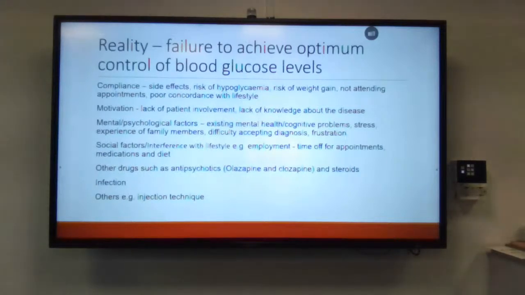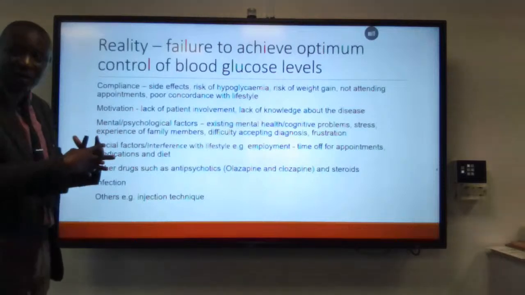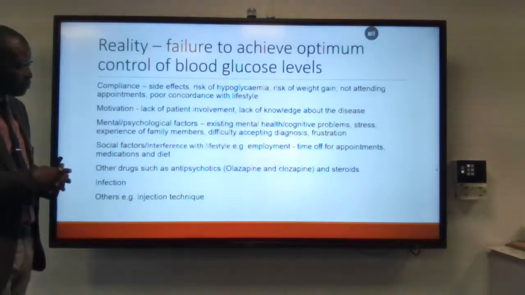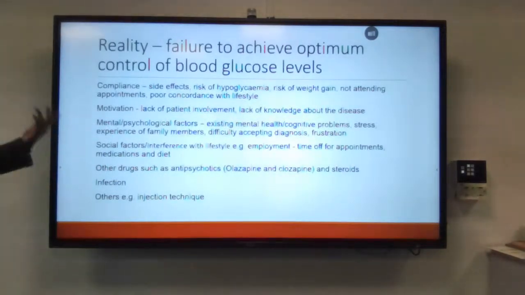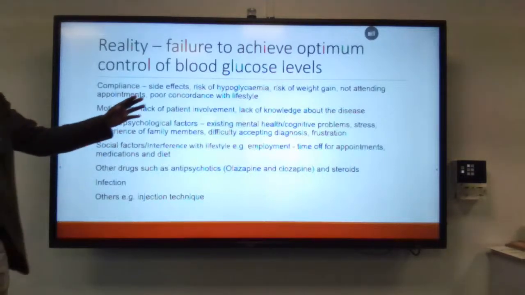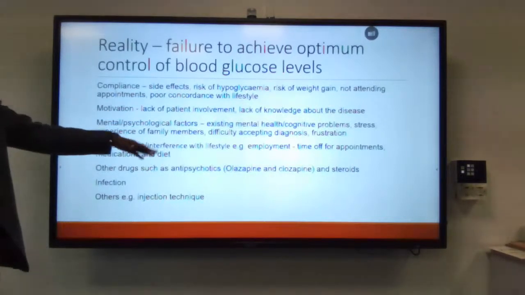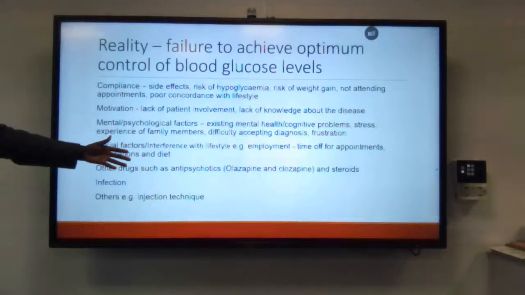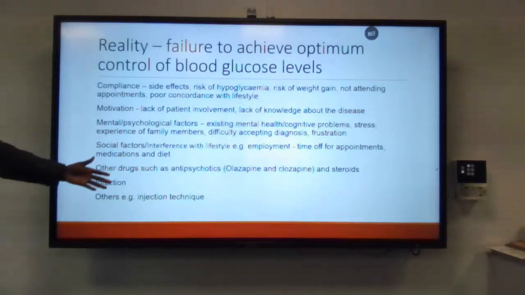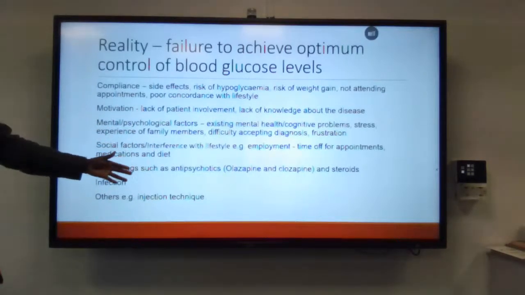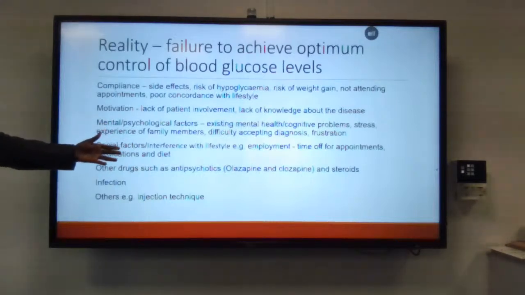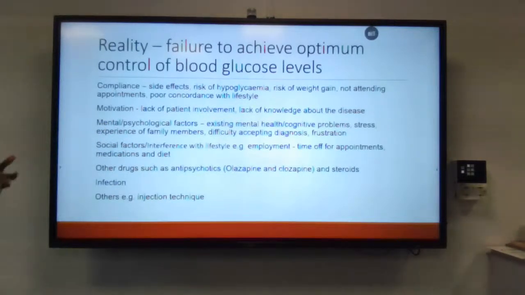kind of shared decision making, they tend to engage more, rather than thinking you will tell somebody do this. They are not likely to do it. But again, a collaborative approach does help knowledge. And again, some have mental psychological factors, existing mental problems, stress, experience with maybe his mother having died of diabetes, so he knows this is going to happen to him or her anyway. Difficulty, sometimes denial, frustration, why me, all those kind of things.